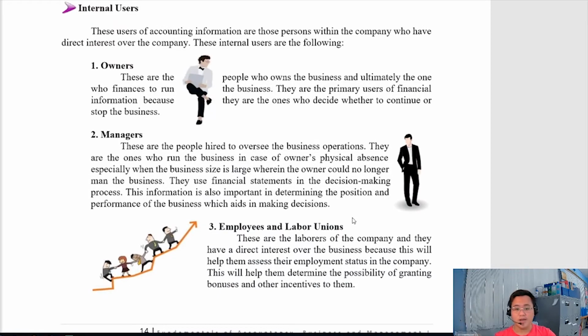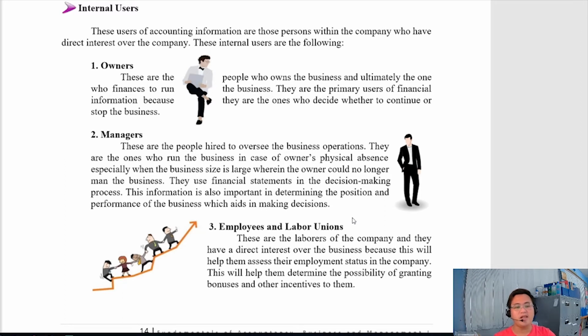Expectedly, internal users are those people who are inside the company, those persons within the company who have direct interest over the operations. Number 1, owner. These are the people who own the business and ultimately the ones who finance its operations. Of course, the owner is considered an internal user because he is the one who decides what's best for his business and what strategies or possible opportunities he has to grab as he goes along the operations of his business.